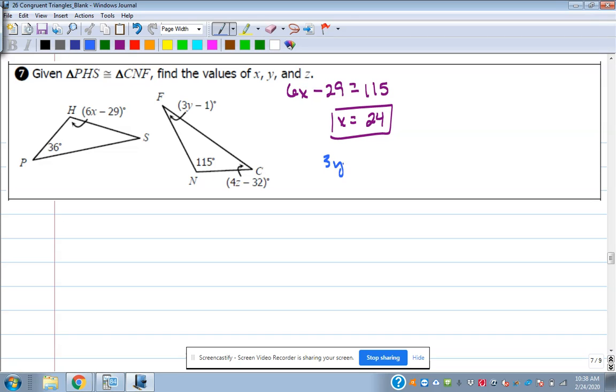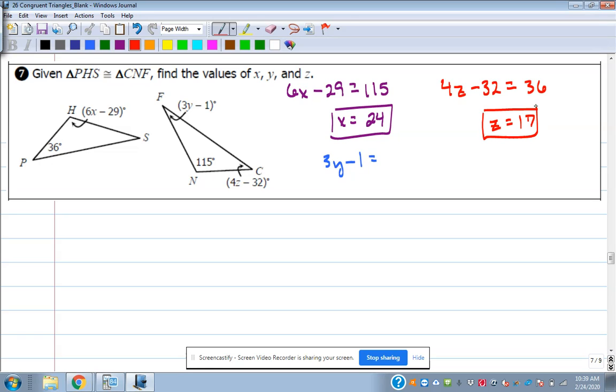Let's get y. 3y minus 1. What do we set that equal to? We don't know. Okay, so we'll come back to that then. Let's get z. 4z minus 32 equals 36, because we know angle C is congruent to angle P. So add the 32. 68 divided by 4. 17. Good job. Z is 17.